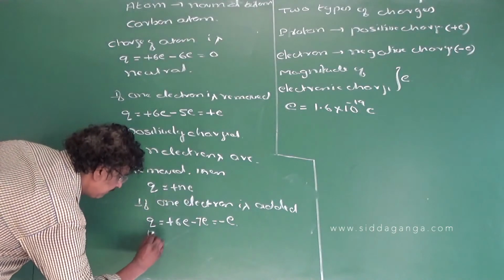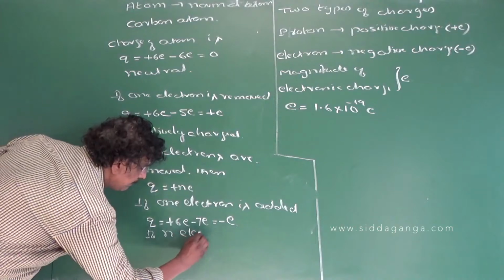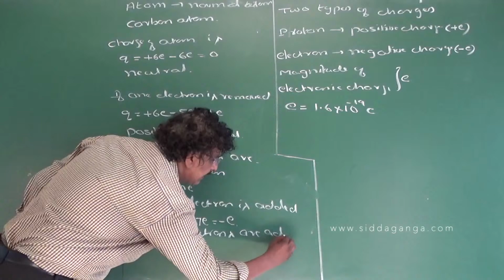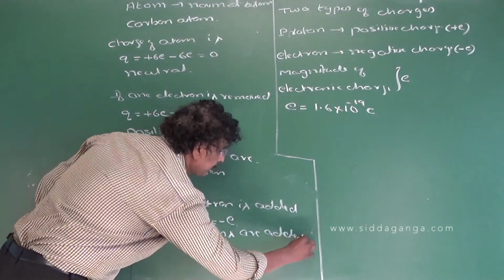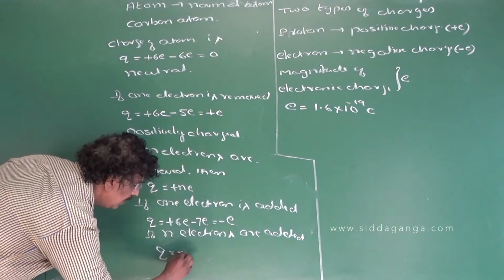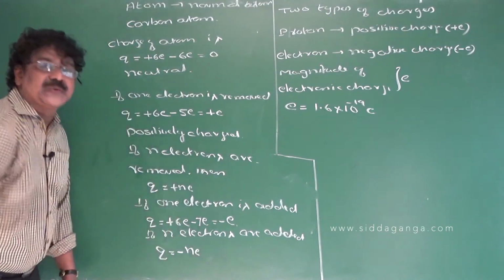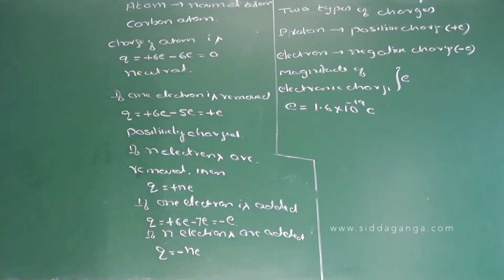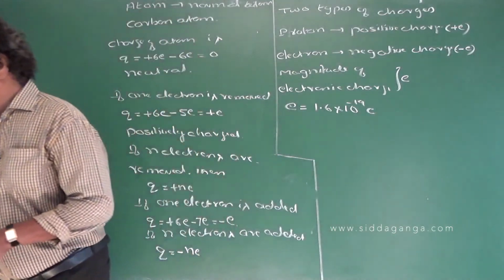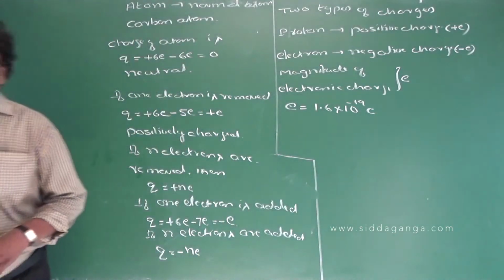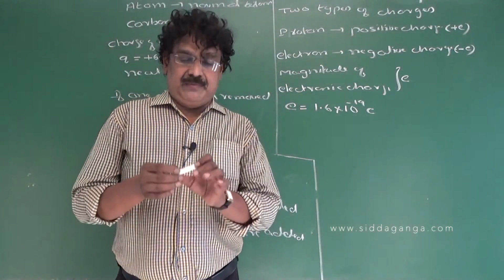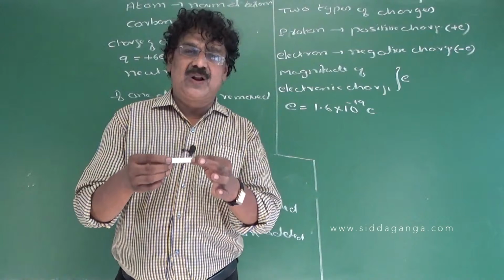So if n electrons are added, then the charge becomes Q is equal to minus n into E, right? Clear? So where n is number of electrons, right? Now how to charge a body, right? Body is electrically neutral under normal conditions.